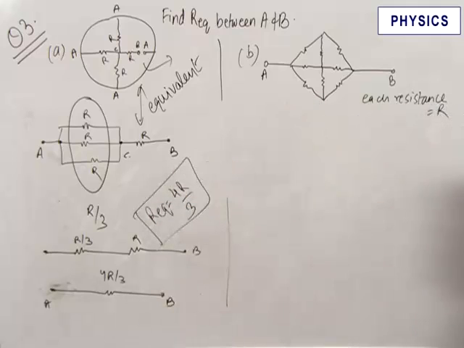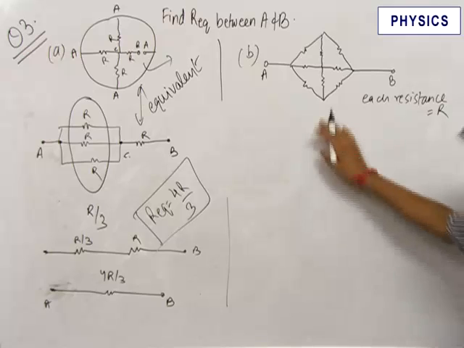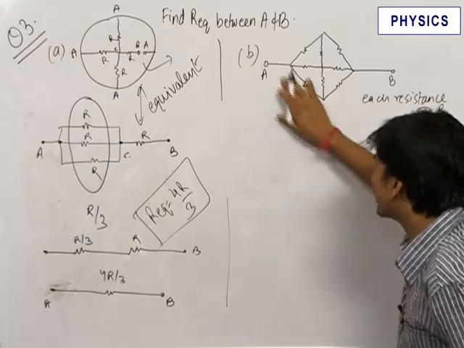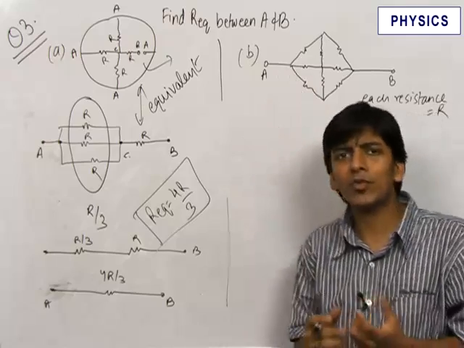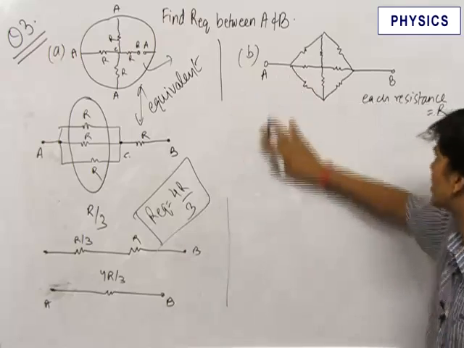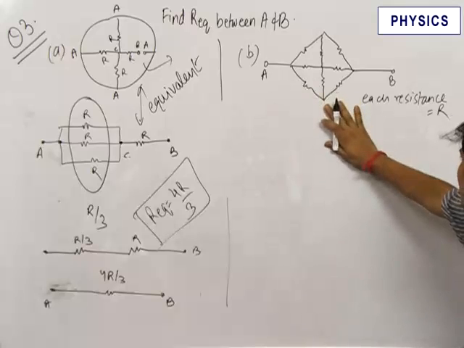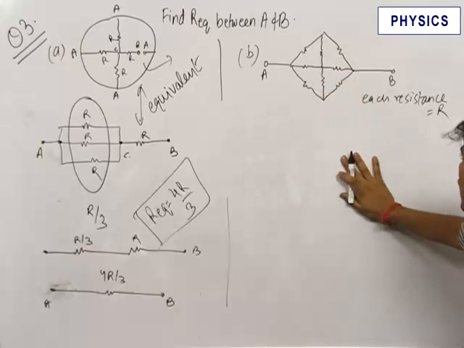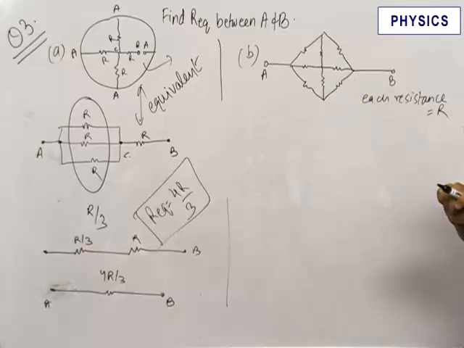Now let us look at the B part. In the B part, this is a typical and interesting question. In these type of questions, you should also look at factors like symmetry and such things. It eases out the question. So in this question we see that each of the resistances is equal to R. We need to find out the equivalent resistance.